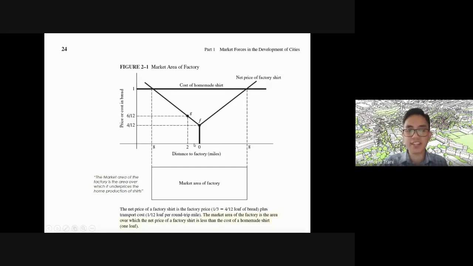So the idea is, remember our examples from earlier, that for a shirt company to make a profit, they need to deliver the shirts to their end users, their consumers. So if you break it down, within an 8 mile radius they can still attract customers without losing money in transportation costs. That becomes the market area of that particular, in this case, shirt factory.